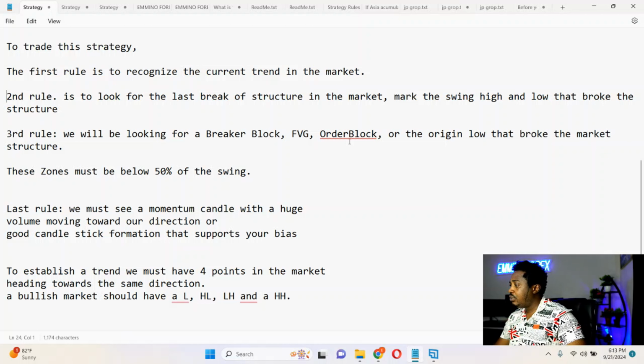And now, the last rule will be looking for a momentum candle. A momentum candle with a huge volume that is moving towards our direction. Or we'll be looking for good candlestick formation that actually support our bias. To establish a trend, we must have 4 points in the market heading towards the same direction. On a bullish scenario, we should be having a low, a higher high, lower high, and a higher high. So that's 4 points heading towards same direction. With all this being said, let's jump into the chart and let's see a real example.